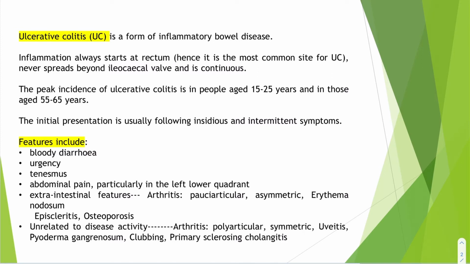There are certain extra-intestinal features which are actually unrelated to disease activity and include arthritis, which can be polyarticular and symmetric. If it is a polyarticular and symmetric arthritis, it is unrelated to disease activity. Patient can have uveitis, skin manifestations like pyoderma gangrenosum. Sometimes clubbing is there, and primary sclerosing cholangitis. So these are all the features for ulcerative colitis.